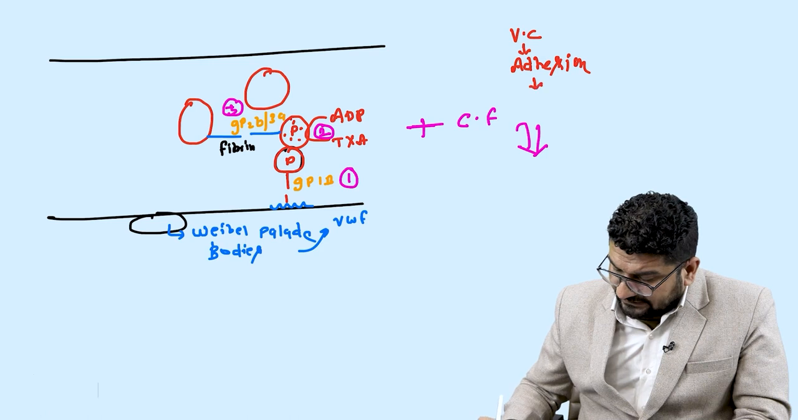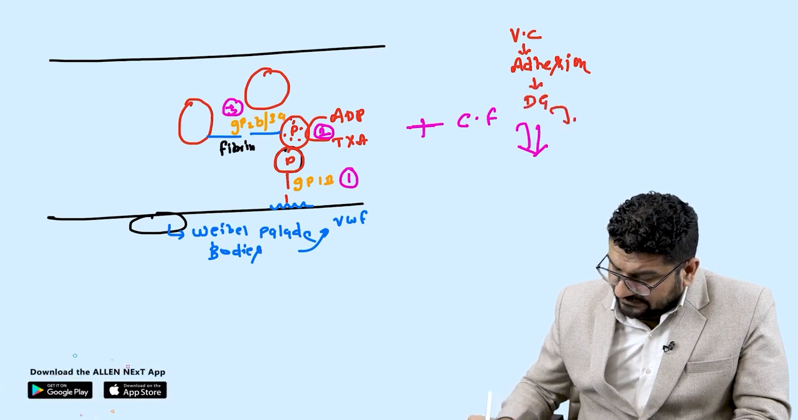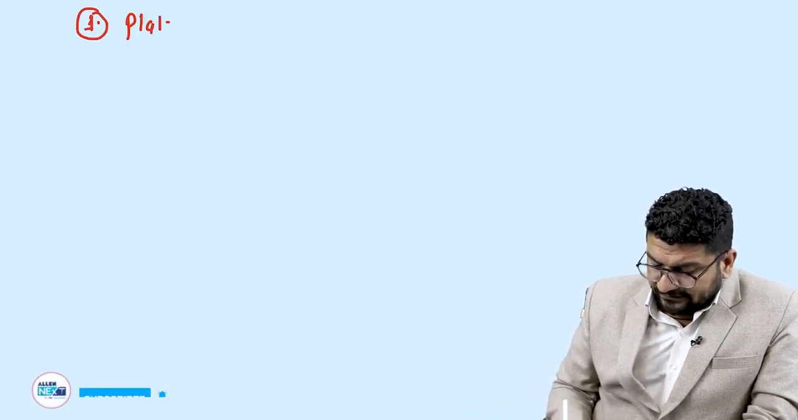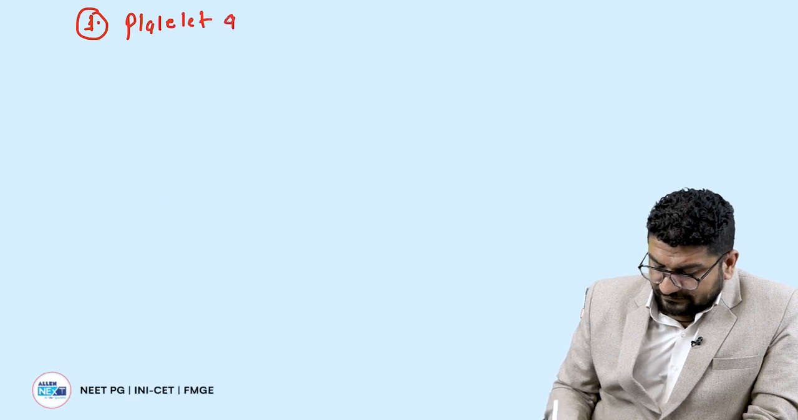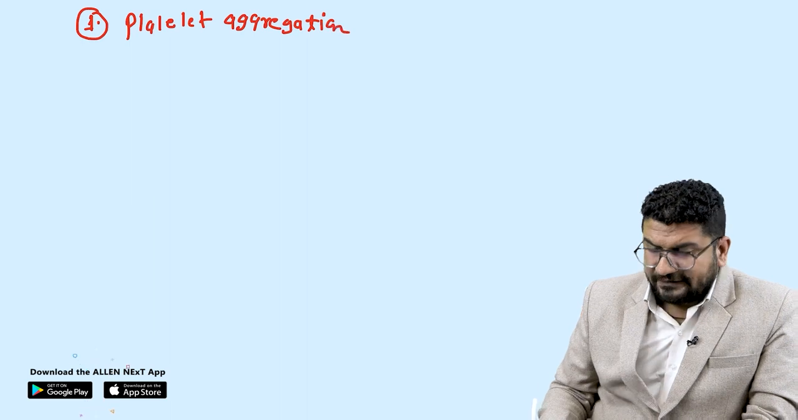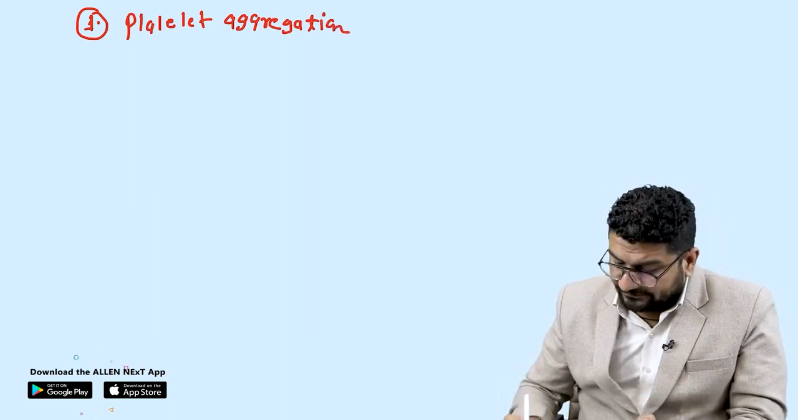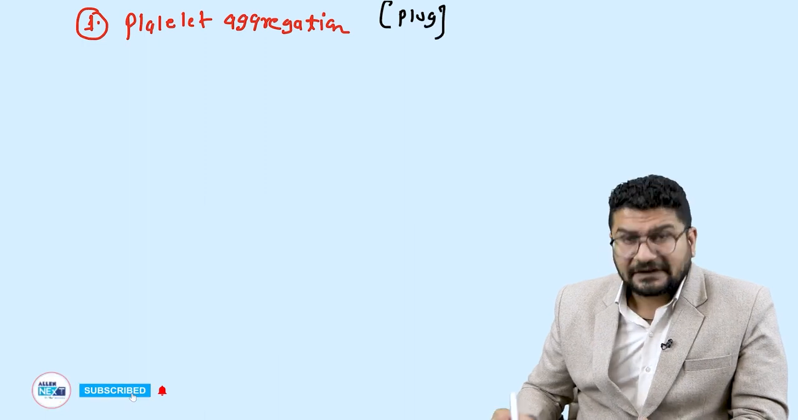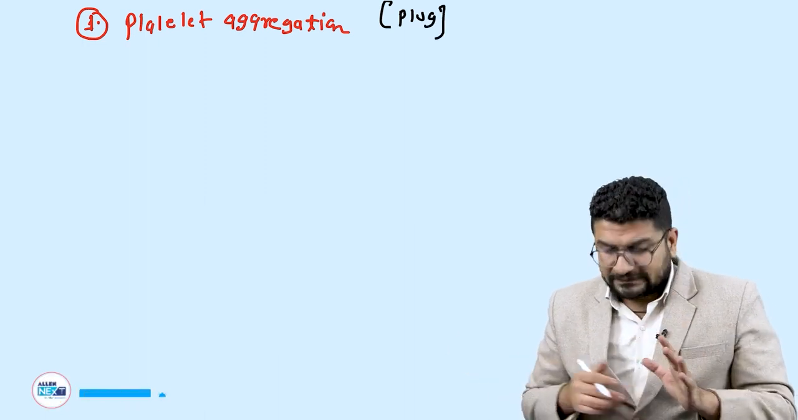Then you can see there is degranulation, and ultimately the last is aggregation. So the last component of primary hemostasis is aggregation. You can see there is platelet aggregation. This platelet aggregation means platelets aggregate and form a primary plug, a weak platelet plug, and this plug is vulnerable to rupture. It can rupture further on.